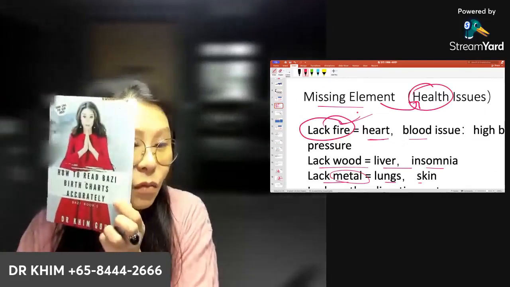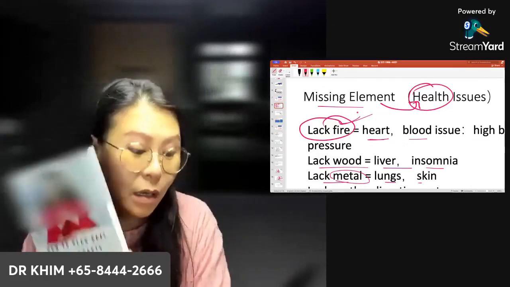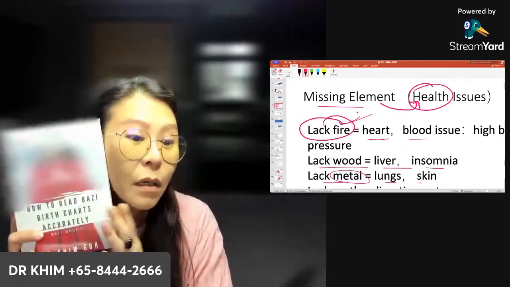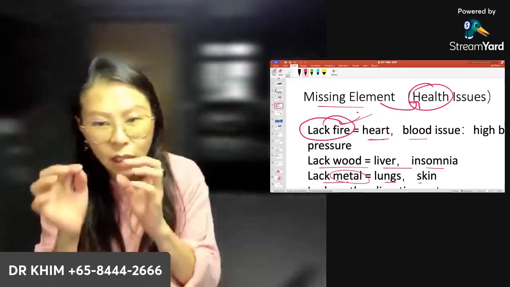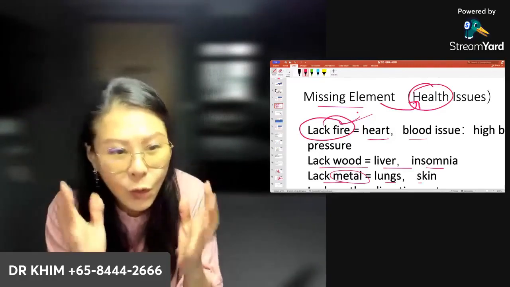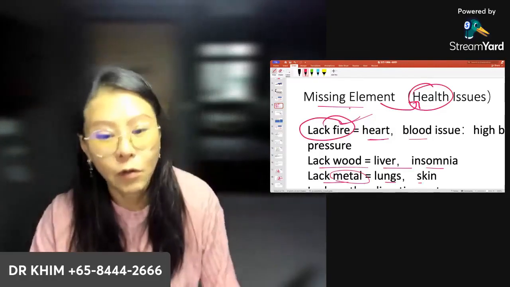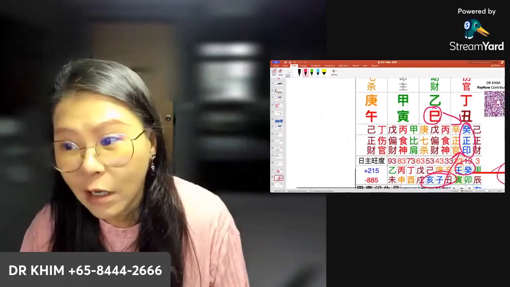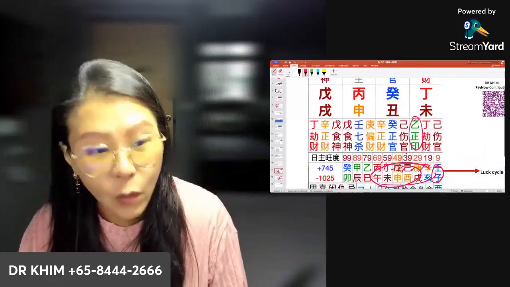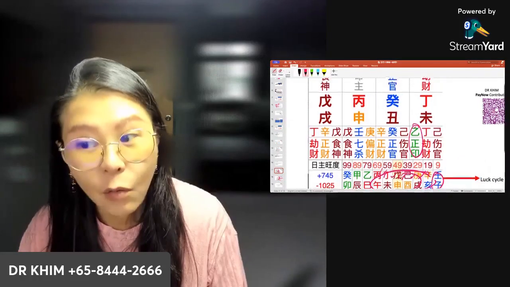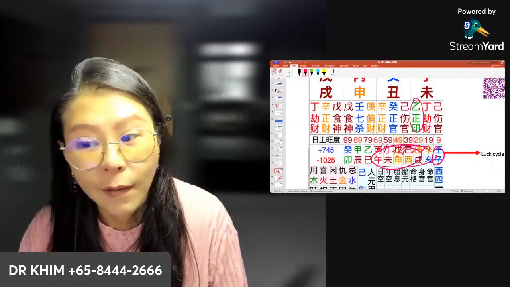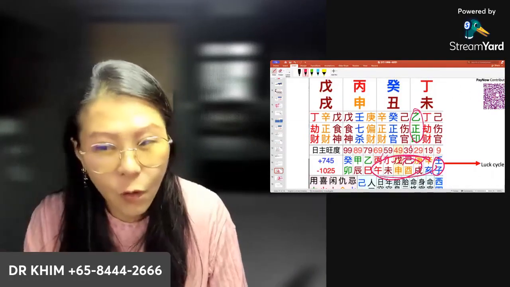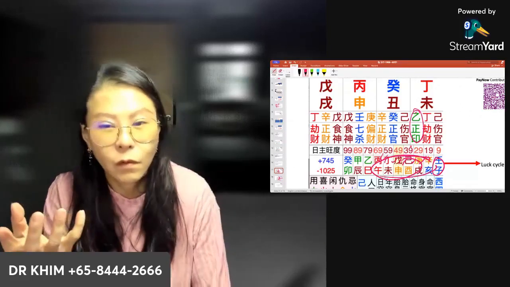Teacher, missing wood. Then missing wood. The wood character. The wood character. Correct? Wood character means what? Slowly learn, slowly grow. Slowly build. So, lack of wood. Character. One quick money, right? Lack of wood. Luck cycle not support. That means what? Slowly grow. Slowly build. Right?